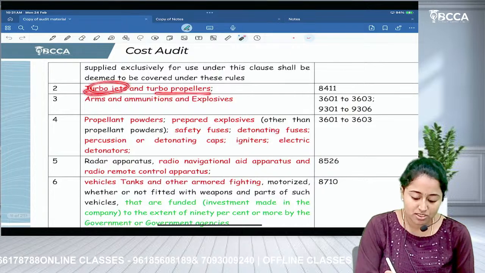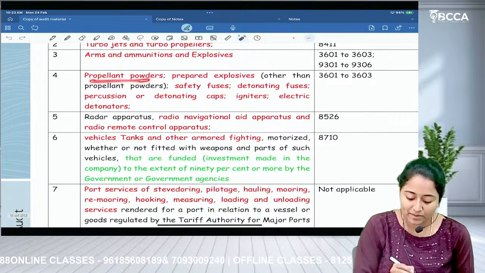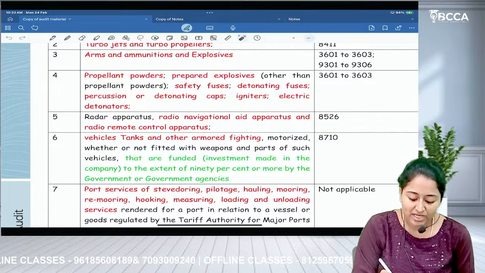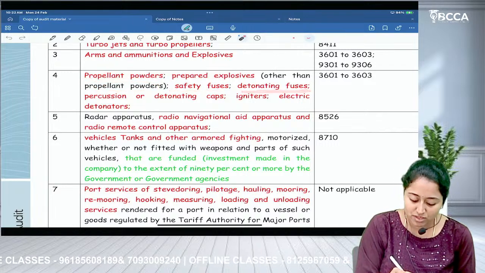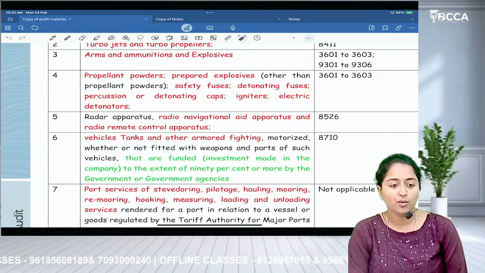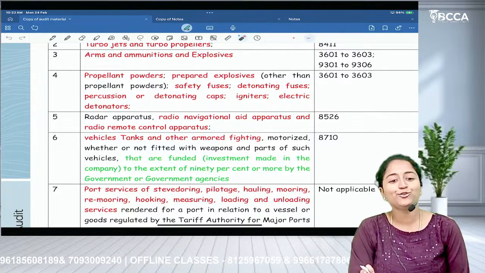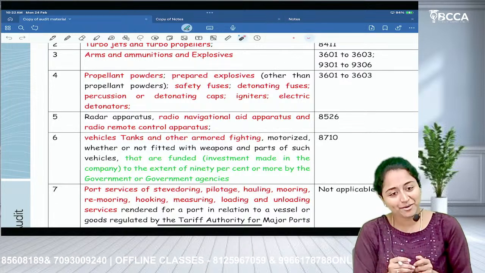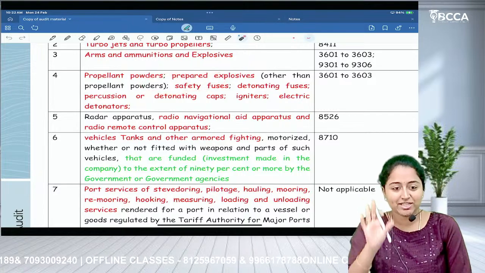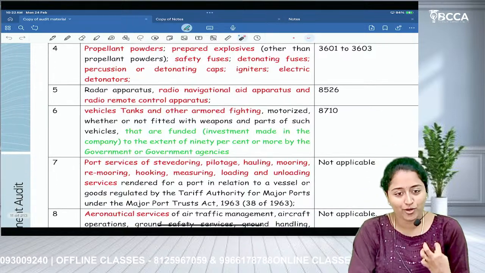Next is turbojets, turbopropellers, arms and ammunition and explosives, propellant powders, prepared explosives other than propellant powders, which is already covered here, safety fuses, detonating fuses, percussions, detonating caps, igniters, electric detonators. What are these words one by one? You need not know. If you want to know, go home, search it in Google and know about each and every word. So, if you see this particular name in your question, then that is coming from non-regulated sectors. If you have interest, then you can.